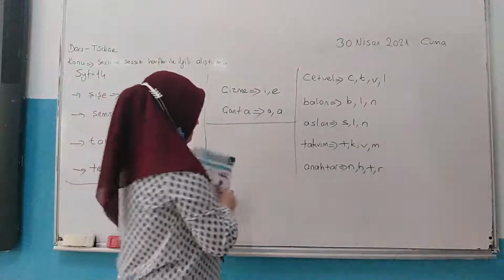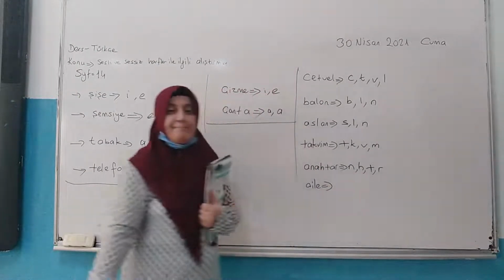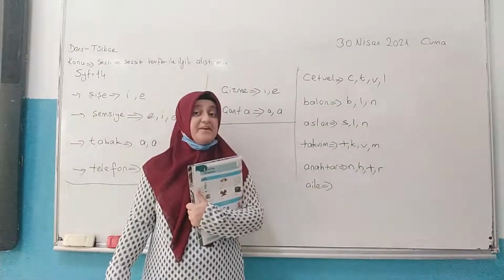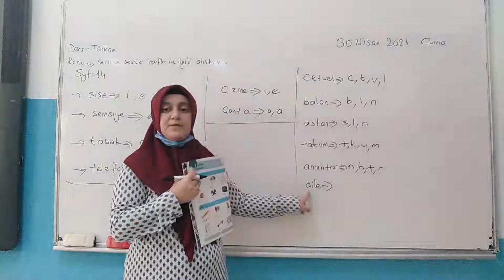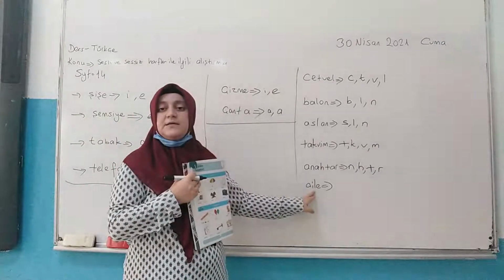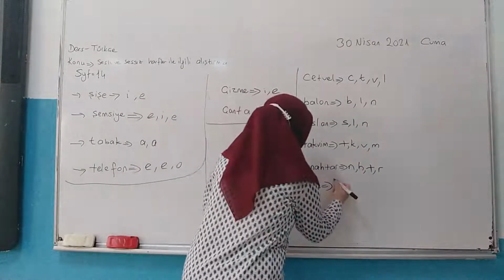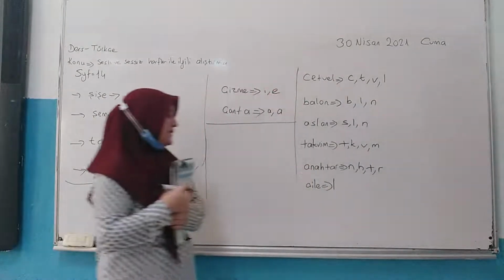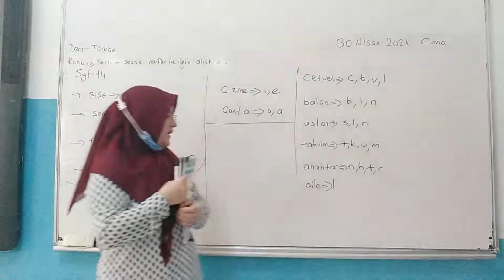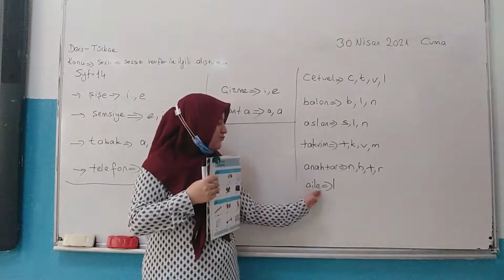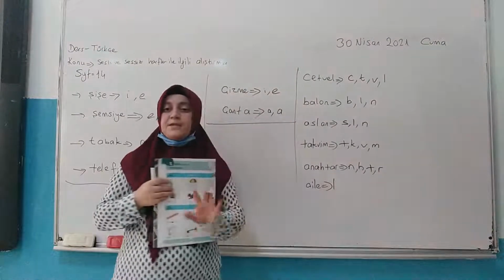Okay? And the last word that I'm going to write, aile. Aile means family. Aile. A, sesli harf. I, sesli harf. L, sessiz harf. E, sesli harf. So we have 1 consonant inside of the word which is called aile. Okay? A, I, E, sesli harf.